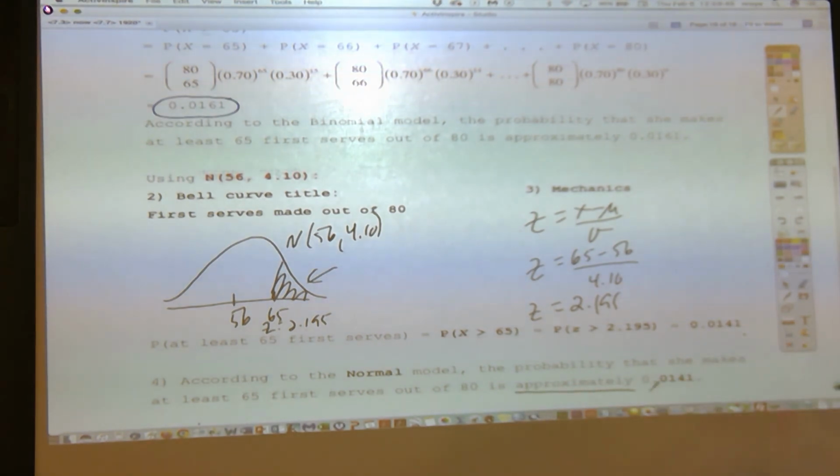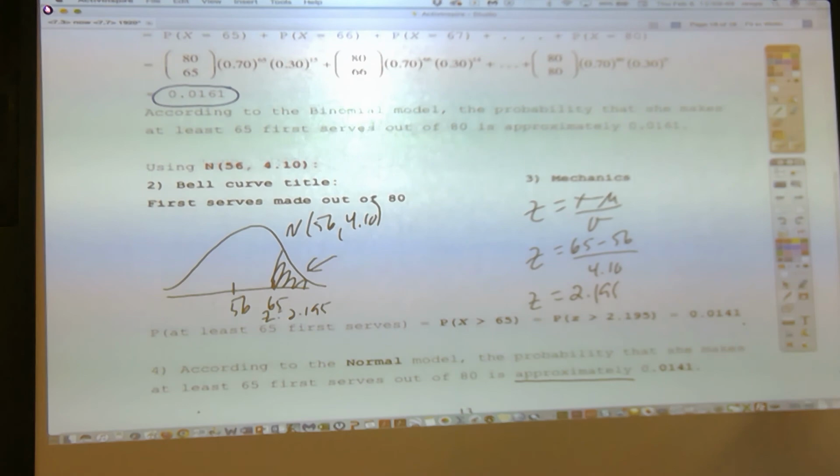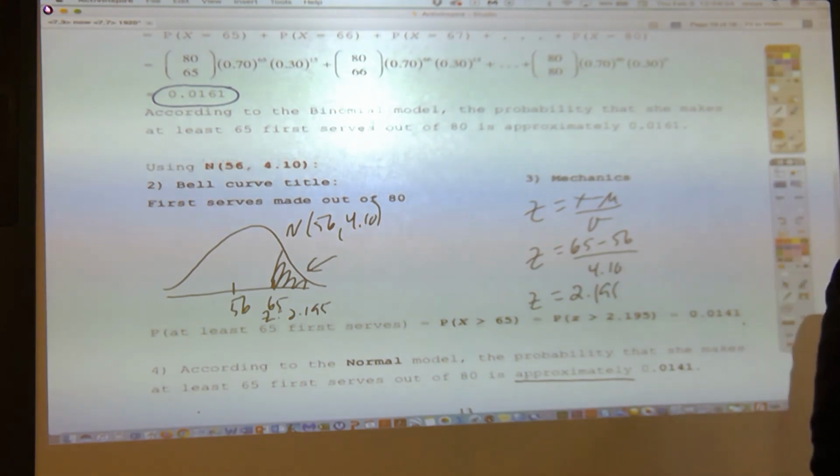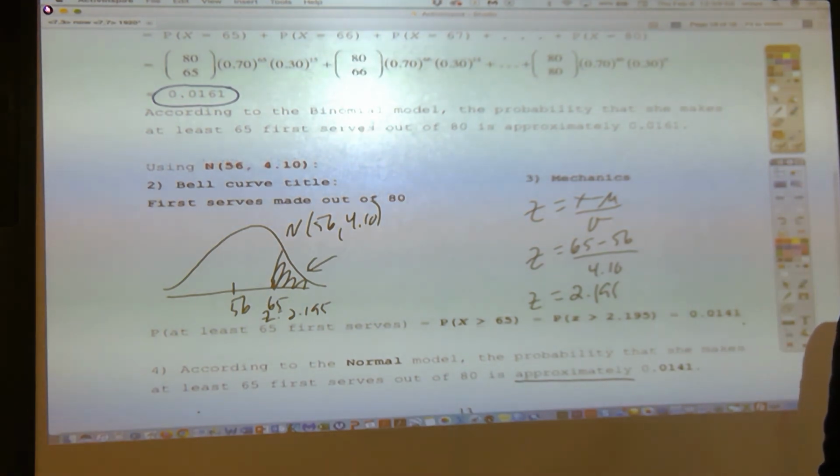That's not the exact probability, but it is an approximation. I just want to make sure you have that example. That completes Unit 7, normal approximation.